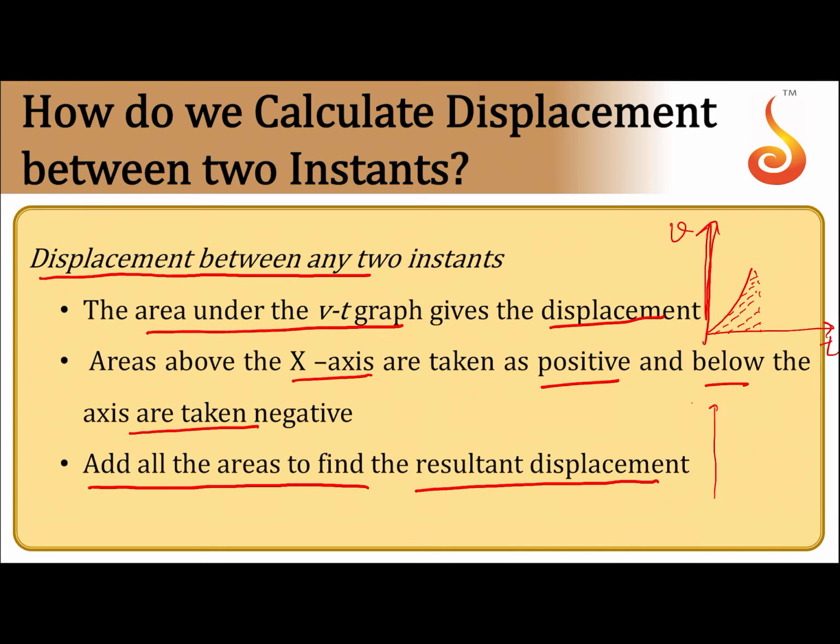For example, if we consider a VT graph in this form, some arbitrary representation, something like this, then these two areas are taken with positive sign and this area is taken with negative sign. So, this is A1, this is A2 with a negative sign and this is A3, and therefore, the net displacement S is equal to the sum of the areas A1 minus A2 plus A3.